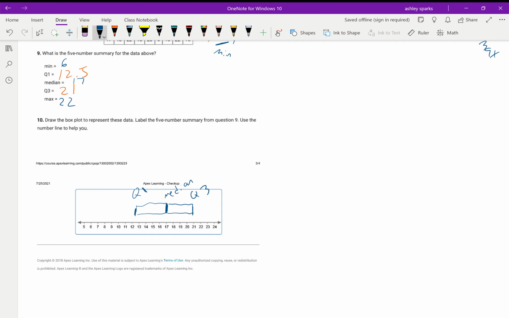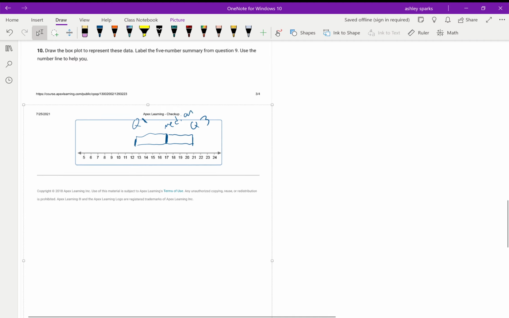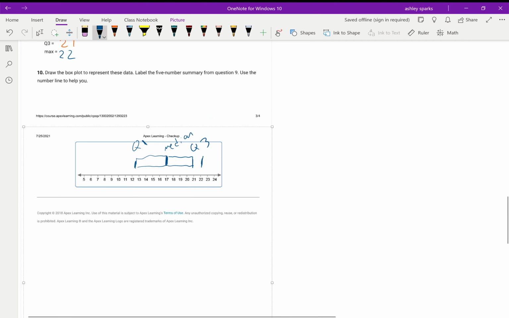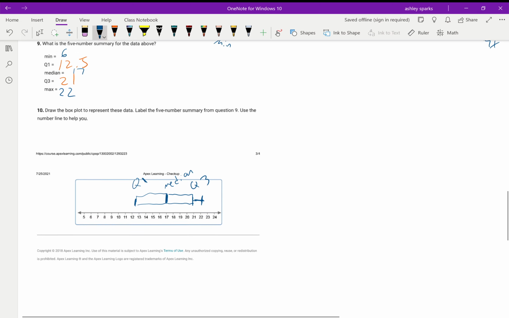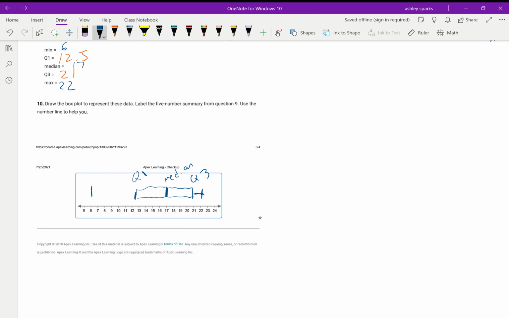And to do your max and minimums, they just end up being little whiskers is what we call them. I normally call this a box and whisker plot. But my maximum is up here, at 22. So I make a little whisker like that. And my minimum is all the way down here at 6. And you would just connect off that way. So min and max. And that is some different quartile range data.